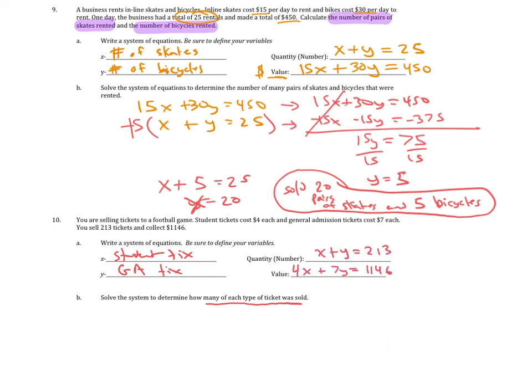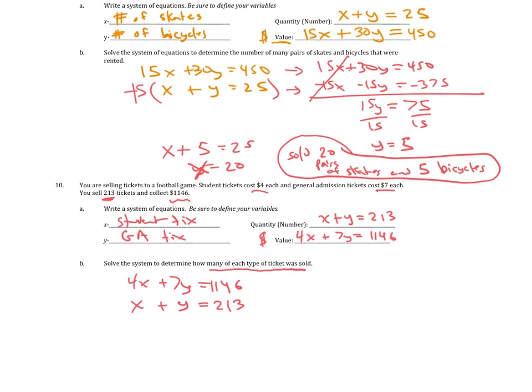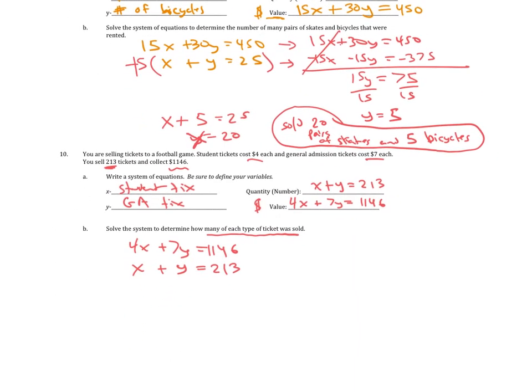All right, so you should have a total amount, a quantity equation of just x plus y equals the total, which is 213, and then you have your price equation, your value, 4x plus 7y equals the amount of money, 1146. Now, take those two equations, and I want you to solve them. You could use elimination, you could use substitution, probably want a calculator to help you with those numbers. Try it out, pause the video, check your answer.